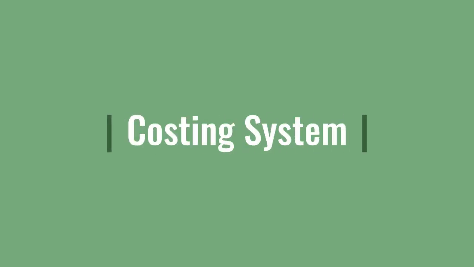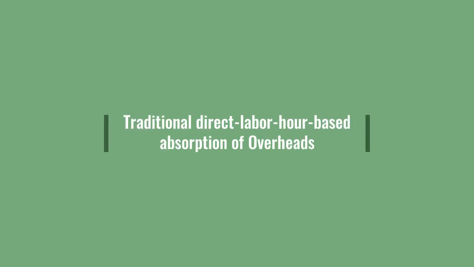The production process doesn't include separate settings and/or fittings per batch or per item. The most appropriate method in our case is the traditional direct labor hour-based absorption of overheads. Thus, we would calculate all of the overheads and divide by the total activity.